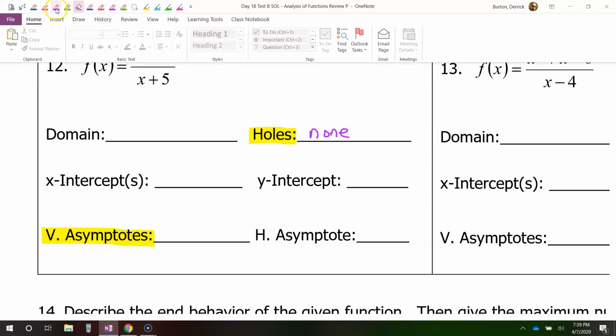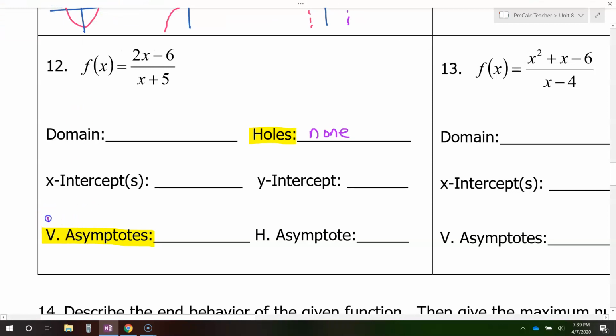For vertical asymptotes, you get vertical asymptotes by setting the denominator equal to 0. So if I set x plus 5 equal to 0, I'm taking my denominator, that's going to give me my vertical asymptotes, because this will be x equals negative 5, and that is my vertical asymptote. There were no holes. I have a vertical asymptote at negative 5.